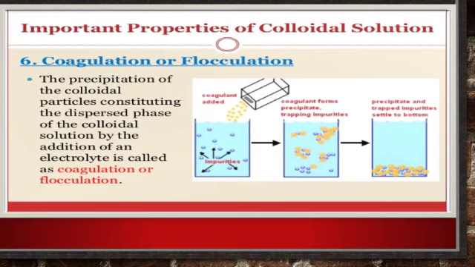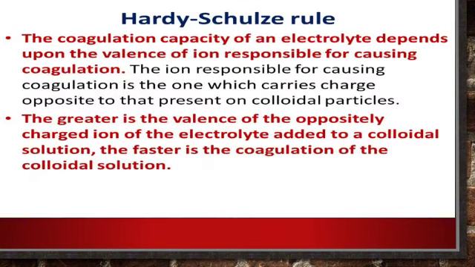Now let's move to another property, that is coagulation or precipitation. The process of conversion of colloidal particles into precipitate by adding an electrolyte having opposite ion is called coagulation. And the opposite ion which is responsible for coagulation is called the coagulating ion. The quantity of electrolyte which is required to coagulate a definite amount of a colloidal solution depends upon the valency of the coagulating ion.